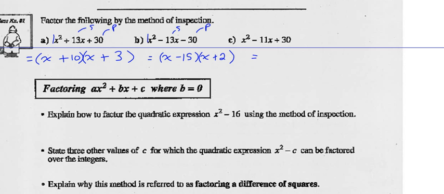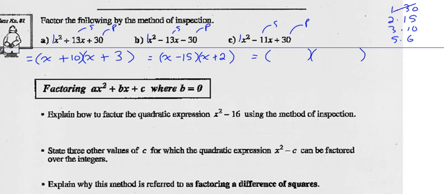Part C. Again, there's a 1 in front of the x squared term, so we can use the inspection method. Make your two sets of brackets. Ask yourself, what two numbers have a sum of the middle term, minus 11, and a product of the last term, 30? Now, if you get stuck doing these, just write down all the things that multiply to 30. 1 times 30, 2 times 15, 3 times 10, 4 doesn't multiply to 30, 5 times 6. So which of these, if I could, would ever add or subtract to 11?